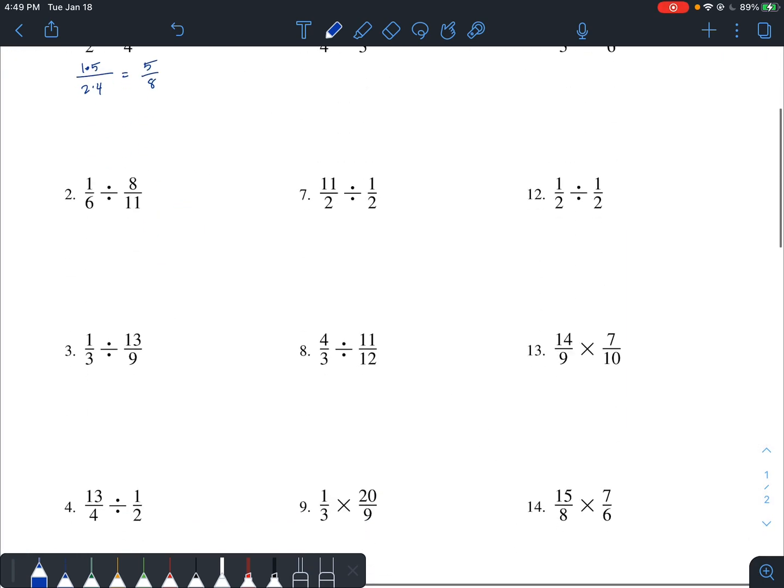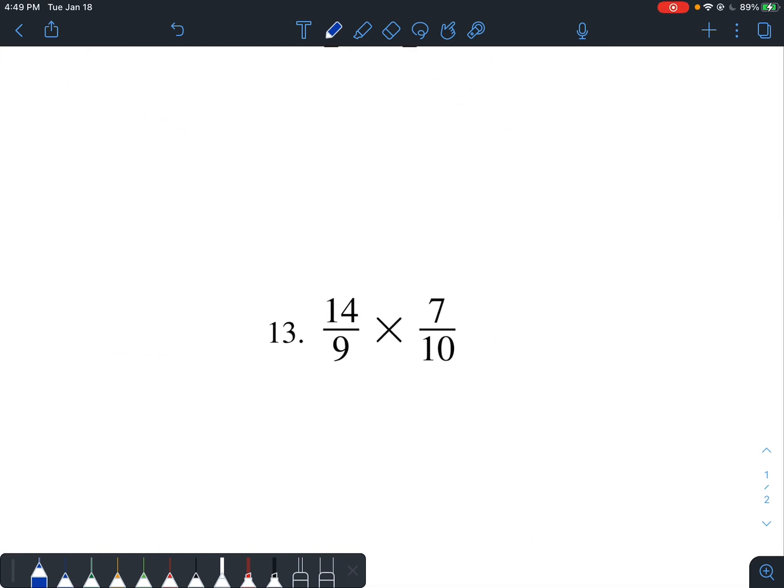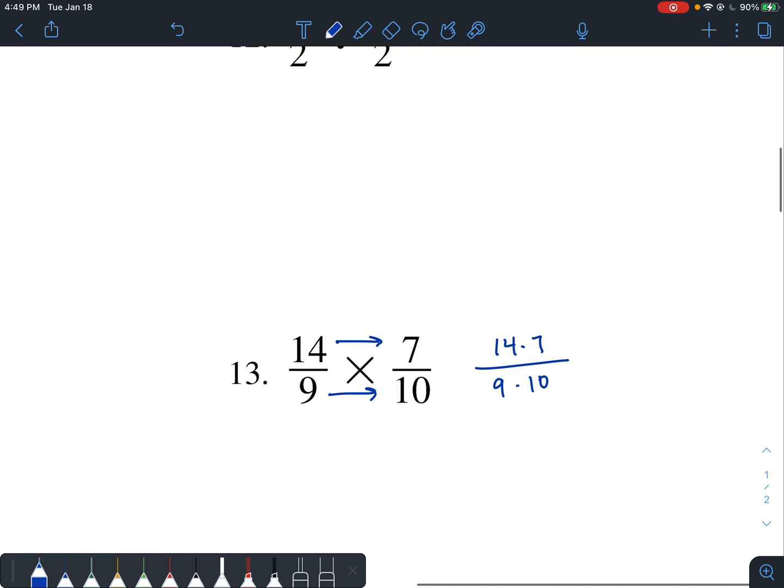So let's say that we go down and, hey, this would be a good one for number 13. We multiply the 14 over 9 times the 7 over 10. Now, one thing that you can do is just the same deal. We can multiply straight across. We can do the 14 times 7 divided by the 9 times 10. And we can multiply those together.